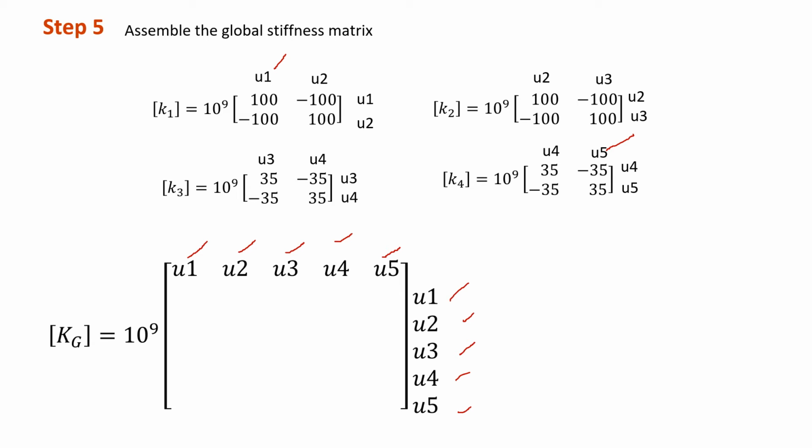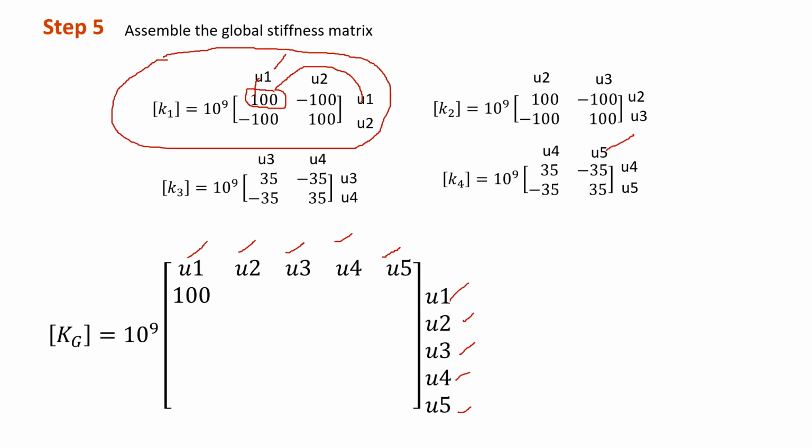Okay, so now we have to insert the matrix element by element. We start with element 1. Referring to this element 1, we have U1, U1, which has a value of 100. So we replace this value into this big matrix.